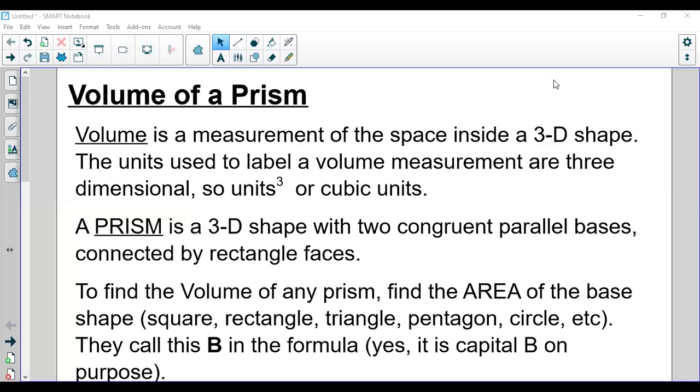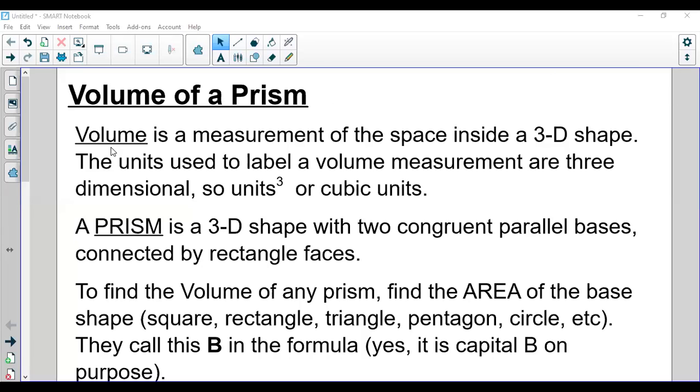Hello guys, welcome to chapter 8. Chapter 8 is all about three-dimensional figures. Today we're going to take a look back at some 7th grade skills that you might need a refresher on: how to find volume of some simple prisms.